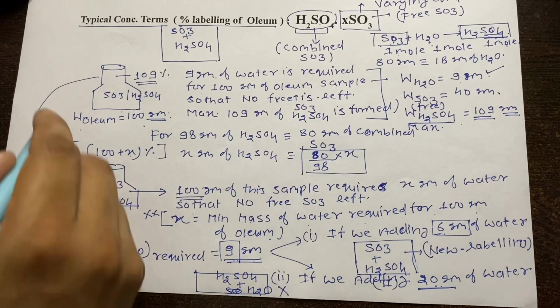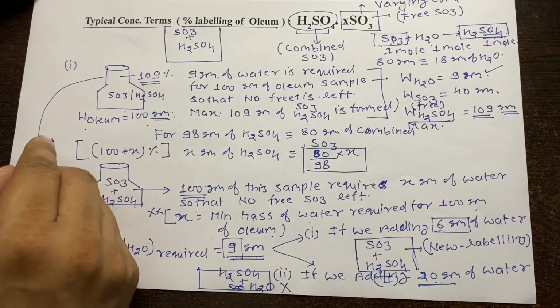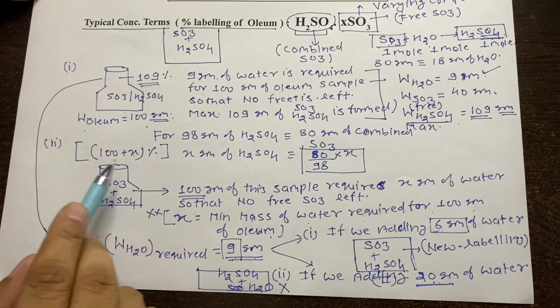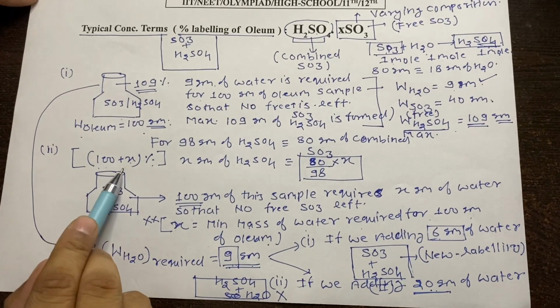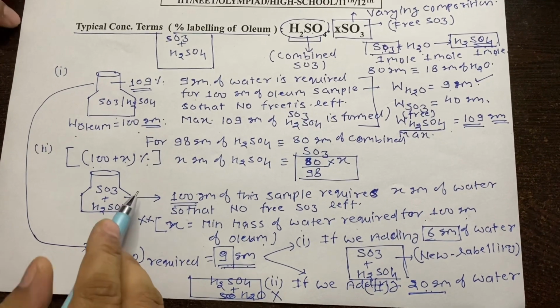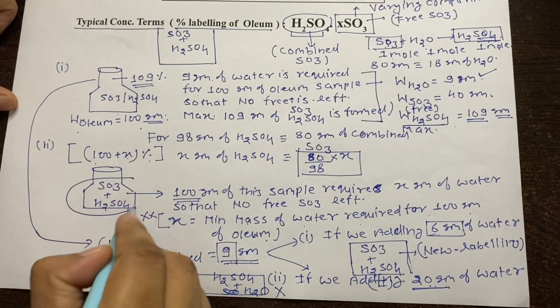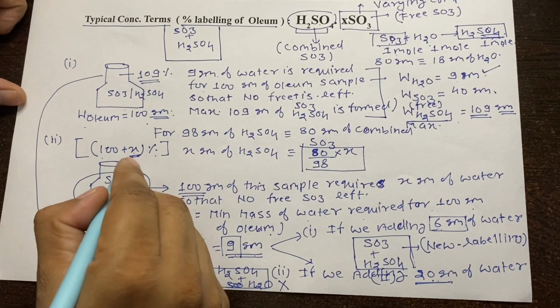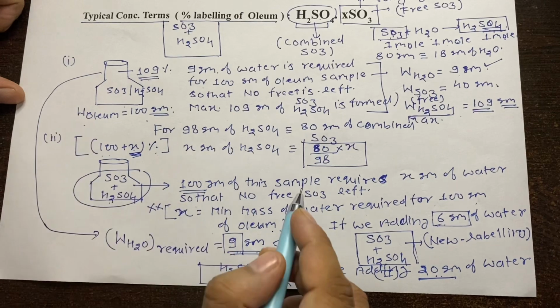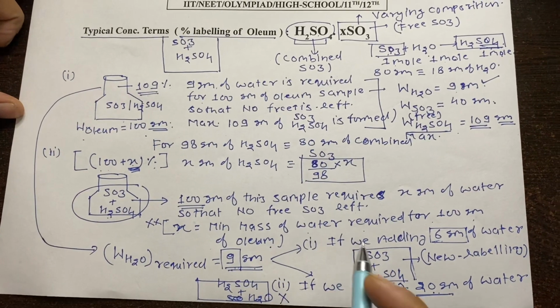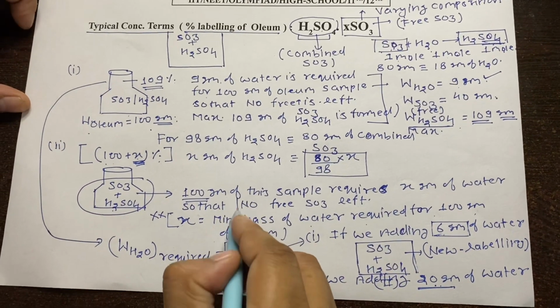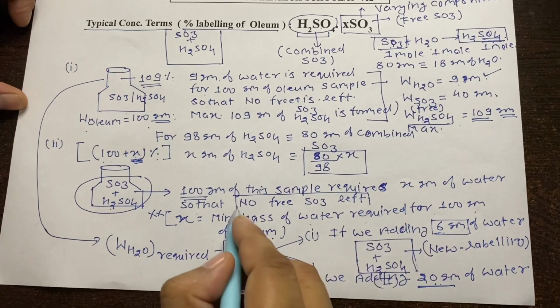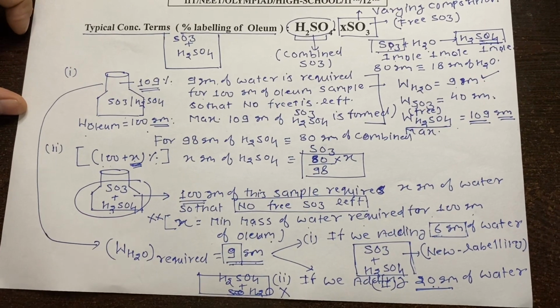And the second thing I told you, we can label the oleum sample as 100 plus X%, which clearly means that 100 gram of this requires X gram of water, so that the entire free SO3 is converted into H2SO4, or we can say that no free SO3 will be left, right?